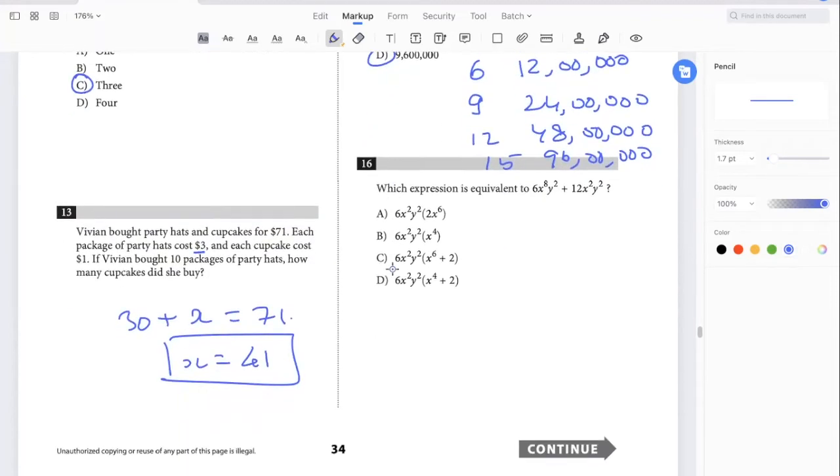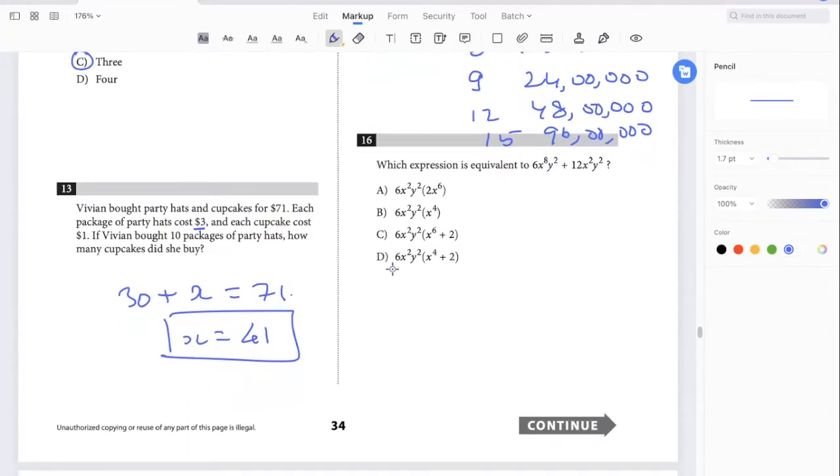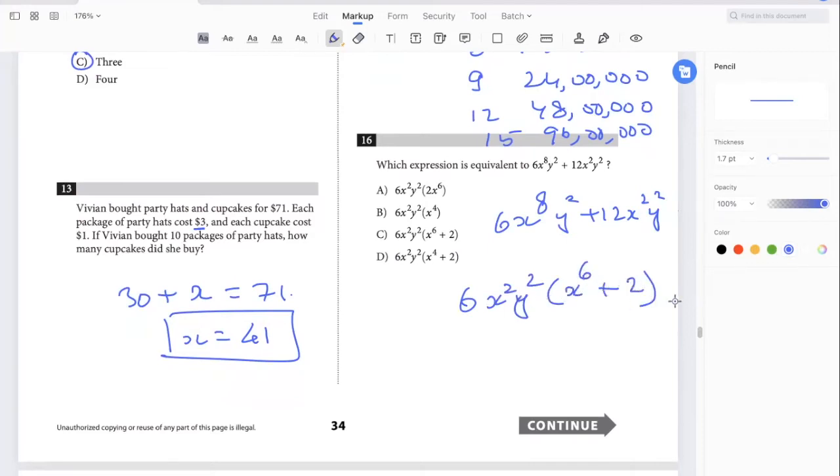Which expression is equivalent to 6 times x to the power 8 y squared plus 12 times x squared y squared? So I can take 6x squared y squared common. So I'm left with x to the power 6 plus 2. So 6x squared y squared times (x to the power 6 plus 2).